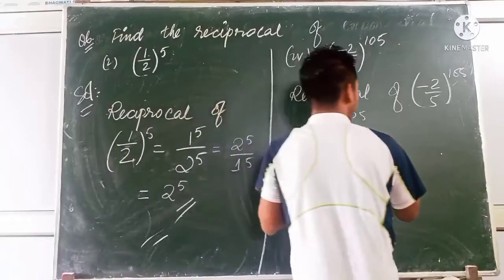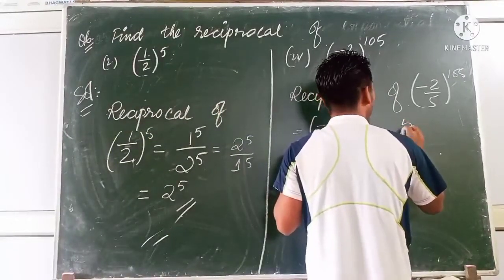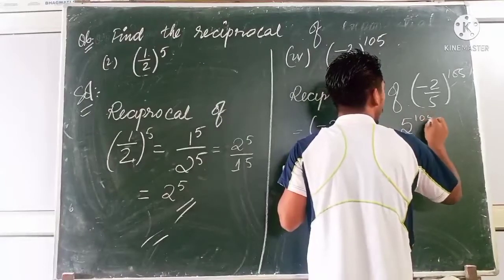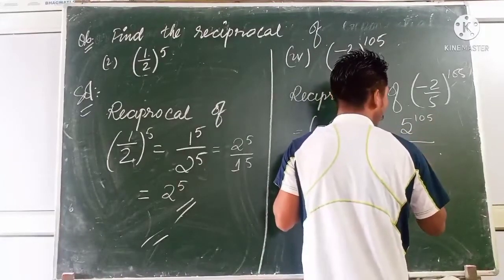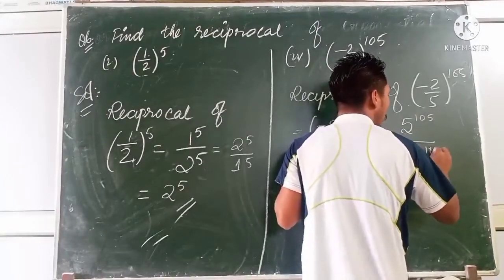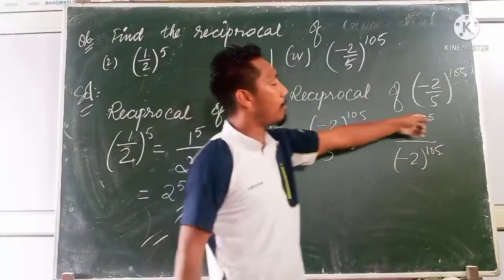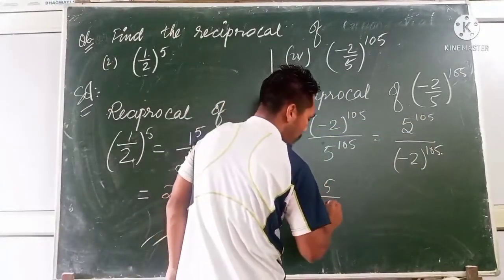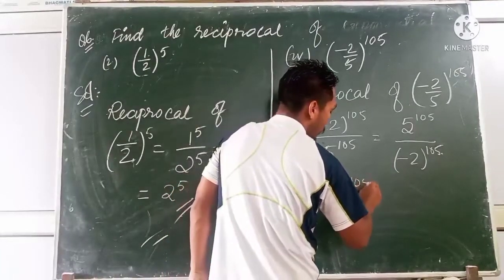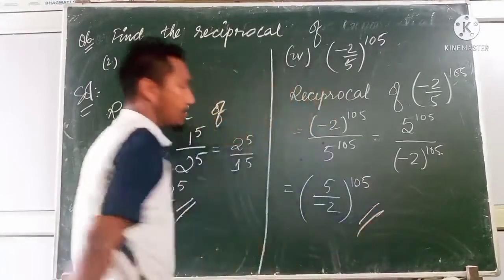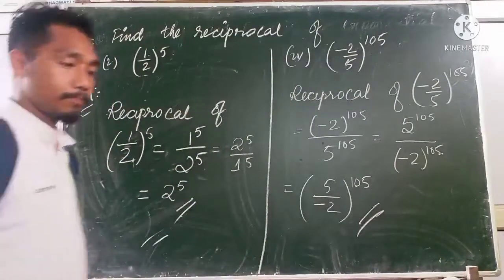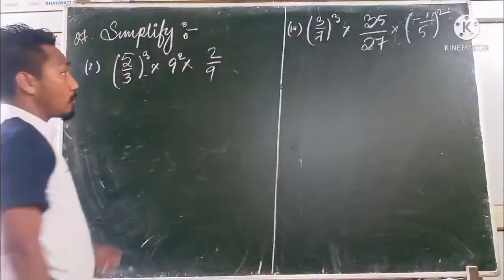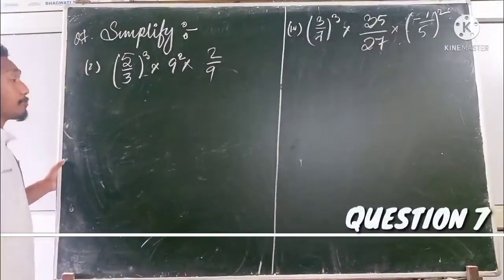So then I can reciprocate this number. So 5 goes up, and along with 5 it will go 105, and along with 2 it will come down 105. That means both of them again have the same power. That means we can write this one also as 5 by minus 2 to the power 105. So this is your answer. So this is our last question for the exercise 5.1.